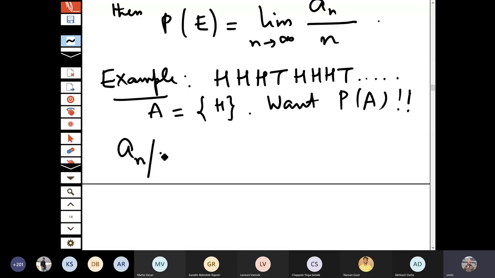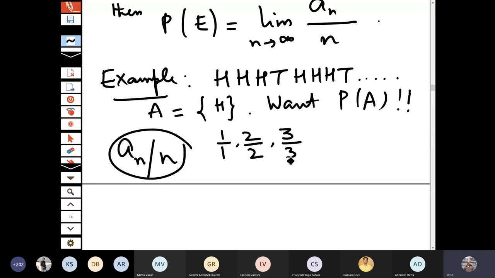Let us see, in one trial you get 1 head, so the ratio is 1/1. In 2 trials you get 2 heads, so it is 2/2. In 3 trials you get 3 heads, so it is 3/3. Then in the 4th trial you got a tail, then it is 3/4. That is the favorable number of outcomes to the event A out of the total number of trials.